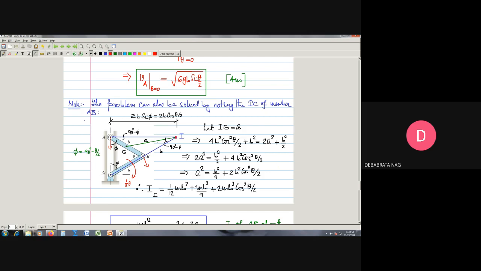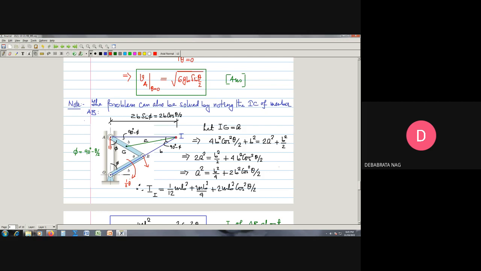So apply the Apollonius theorem here to note the value of A. This is Apollonius theorem being applied, and we see that A square becomes equal to B square by 4 plus 2B square cos square theta by 2. As a result, I can see that I about this point will be given by this particular equation, that is 1 by 12. Here about this axis it is 1 by 12 AB square.